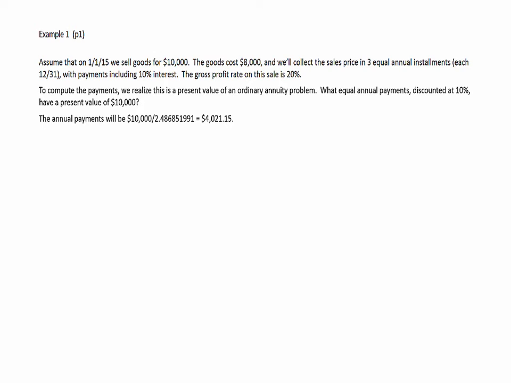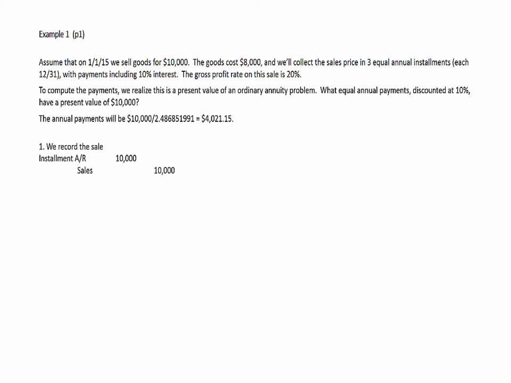Now, this number passes the sniff test. It's intuitively reasonable. There are going to be 3 payments of about $4,000 each, so total payments will be about $12,063 on a $10,000 sale. So of the $12,000 we receive, $10,000 will be for the sale of the asset itself. The other $2,063 will be for interest, which is again compensation for extending credit over 3 years.